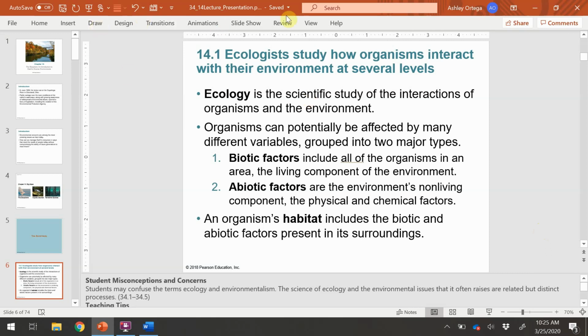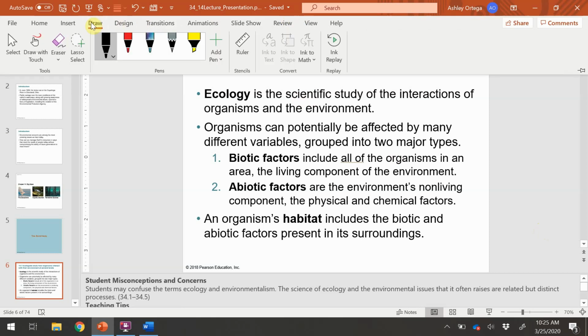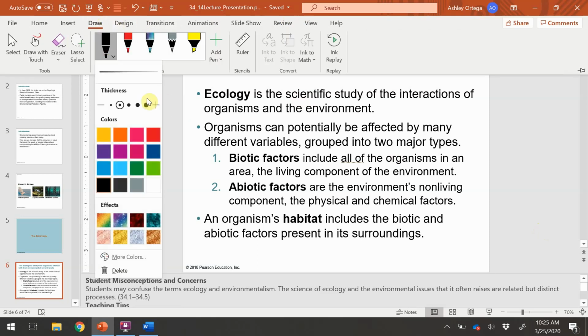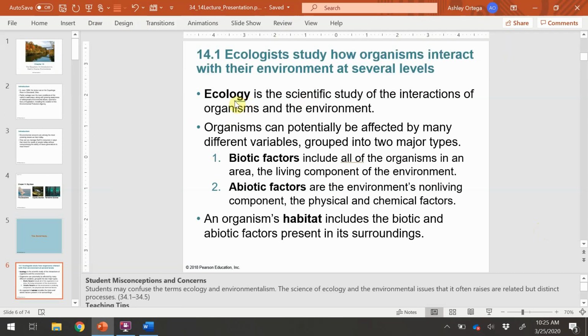And so as we go through, I'm keeping the PowerPoint presentation part up so I can make notes as we go through here. We'll just do a nice bright blue here. So ecology is one, biotic is another, abiotic is another thing to focus on.